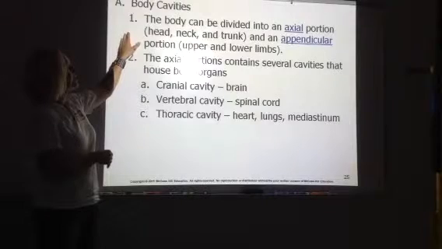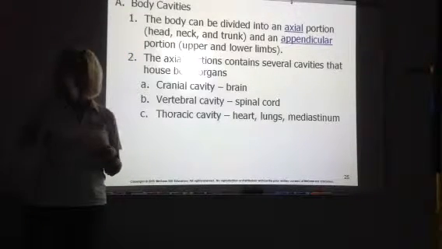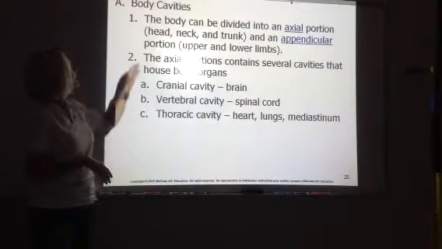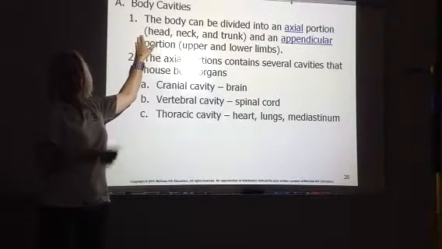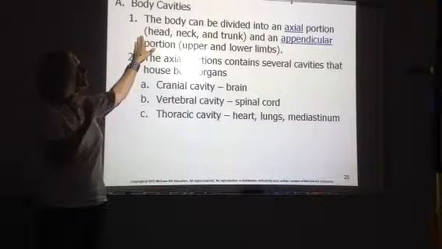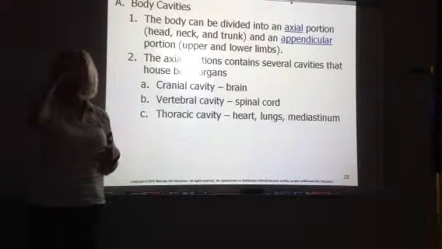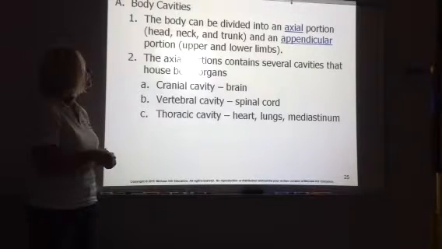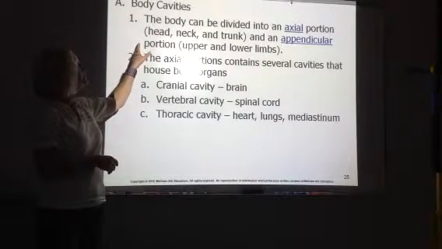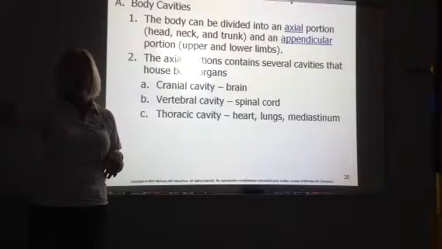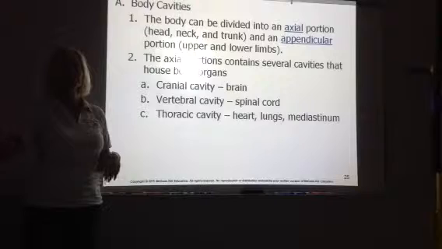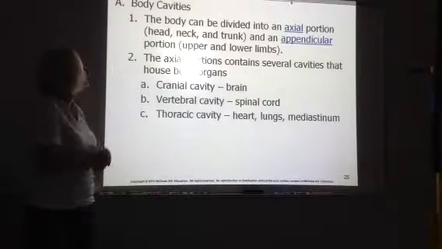The body can be divided into axial, like axis, the axial portion, and the appendicular portion. Axial deals with the main part, head, neck, trunk. So basically it is the middle portion of your body. Appendages, I'm sure you've heard that word before. So appendicular deals with appendages, which would be anything that hangs off of the axial portion. So your appendages are pretty much your arms and your legs.